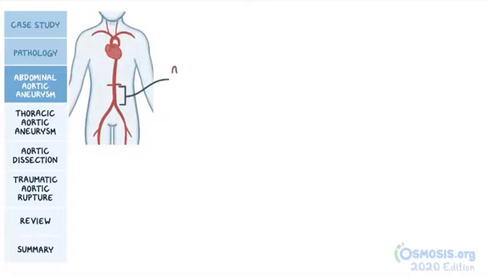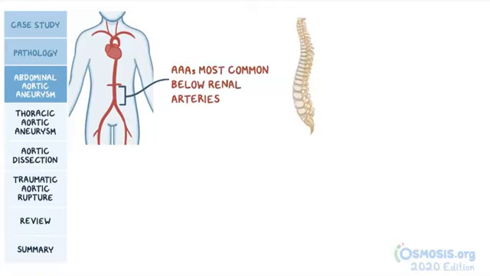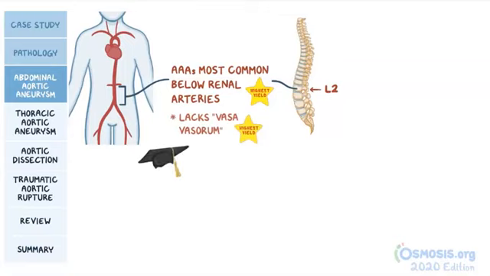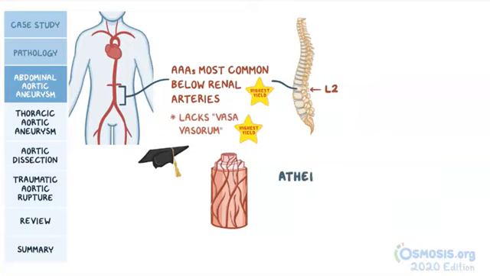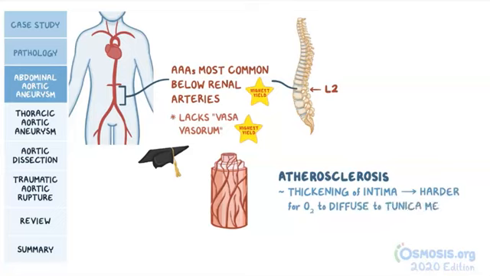Abdominal aortic aneurysms, or AAAs, are most common below the origin of the renal arteries, which corresponds to the L2 vertebral level. This is because below this level, the abdominal aorta lacks vasa vasorum, which sounds like a graduation title, but are in fact small blood vessels in the adventitial layer that provide nutrients to the aorta itself. Therefore, the absence of vasa vasorum in this part of the aorta makes the tunica media particularly susceptible to ischemia. That's because in atherosclerosis, thickening of the intima makes it harder for oxygen to diffuse to the tunica media.